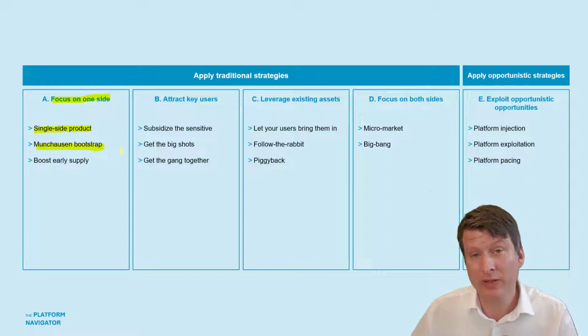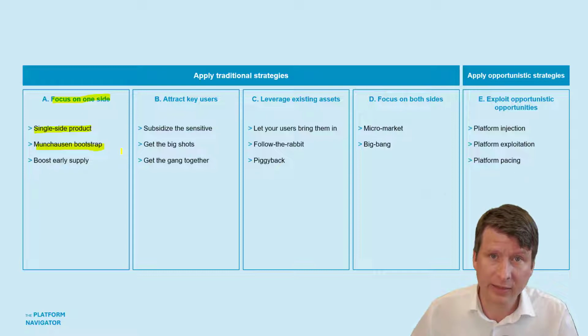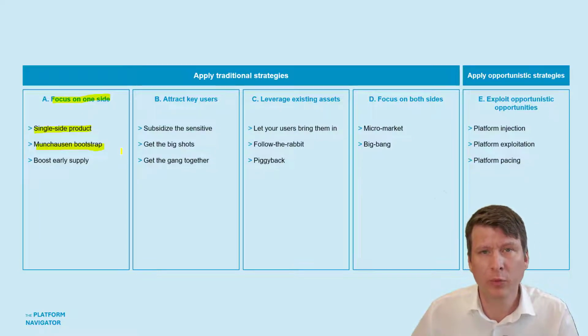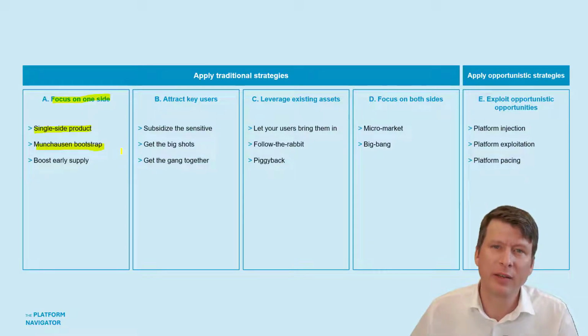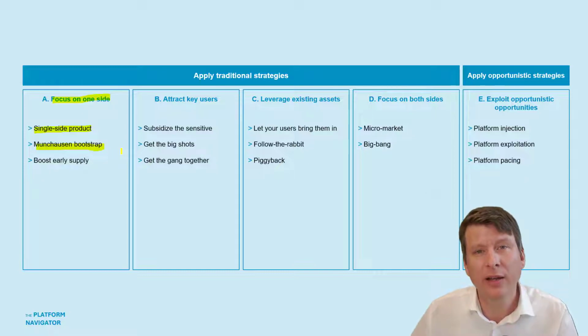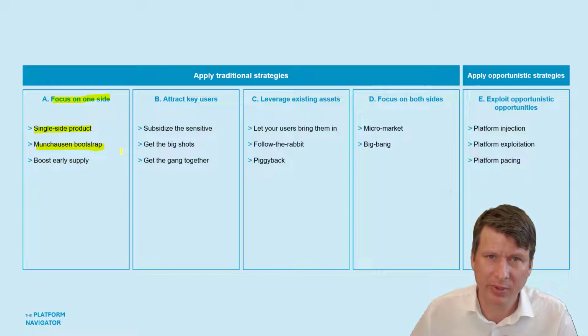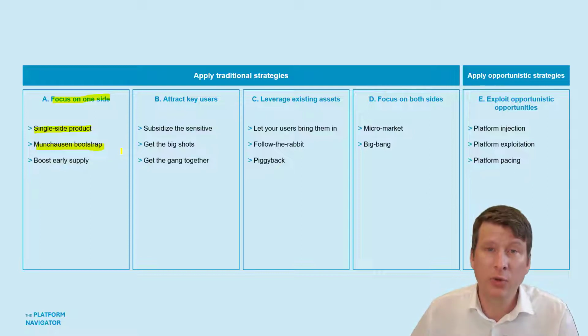Second strategy, Münchhausen Bootstrap. Münchhausen Bootstrap is based on the very famous fairy tale where Baron Münchhausen got himself out of a swamp by just pulling his own hair. Take Quora, the question and answer platform, for example. In the beginning, there was nobody to answer questions. So the employees answered them themselves. So that's how they got the network effect started.